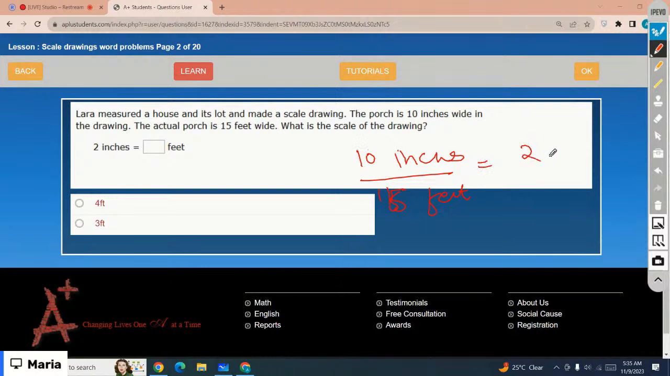That means that is 2 inches, right? So here you have 10 and 15. You have to divide 10 by what number to make it equal to 2? You have to divide them by 5. 10 divided by 5 and 15 divided by 5. So that would be 2 inches, and 15 divided by 5 is 3 feet. So that means 2 inches equal 3 feet. The correct option is 3.